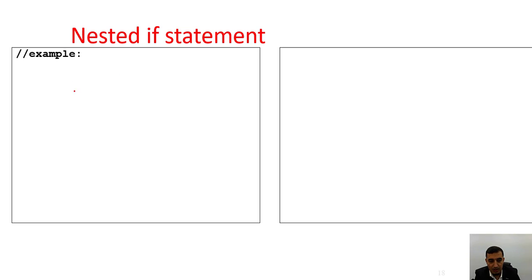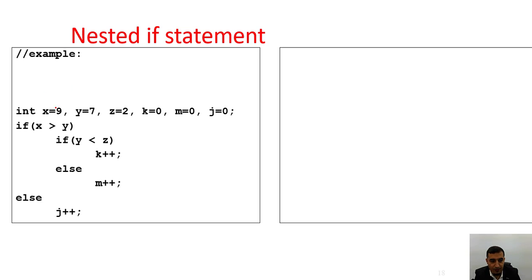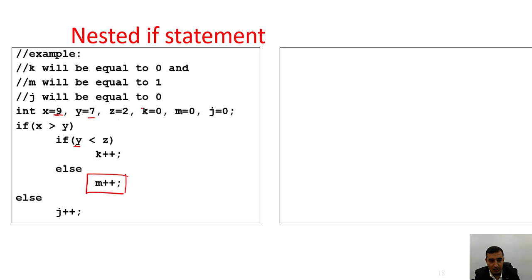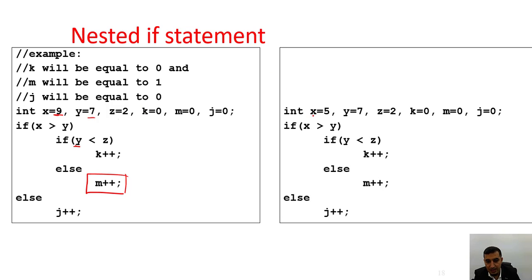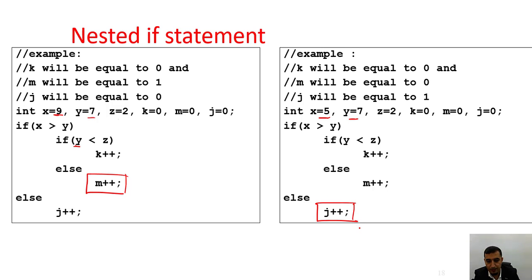Another example. Is x greater than y? x is 9, y is 7. Yes. Is y less than z? No. So we are going to execute m will equal 1. Here, is x greater than y? No. So we are going to increment j.